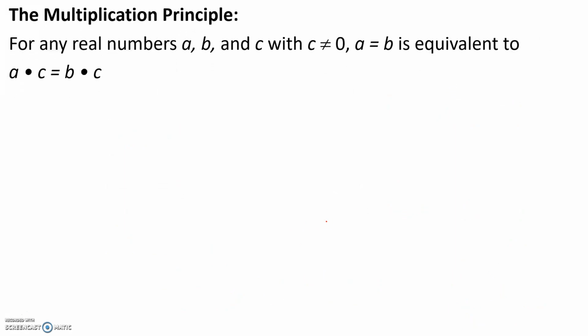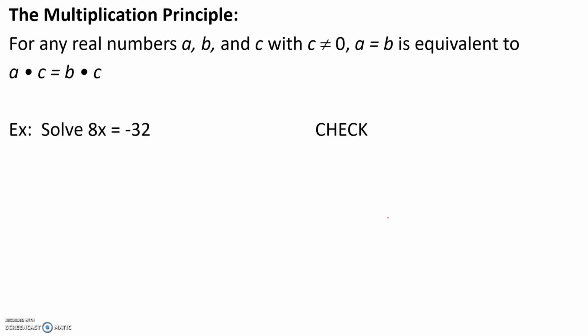The multiplication principle states that for any numbers a, b, and c with c not equal to 0, a equals b is equivalent to a times c equals b times c. In other words, if you multiply both sides of an equation by the same term, the equation remains unchanged. For example, let's solve 8x equals negative 32.